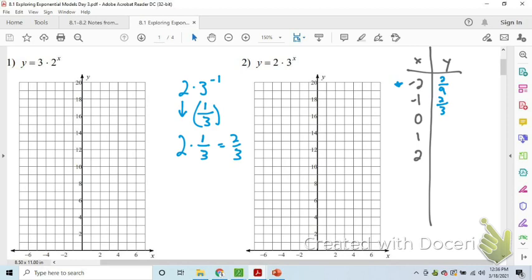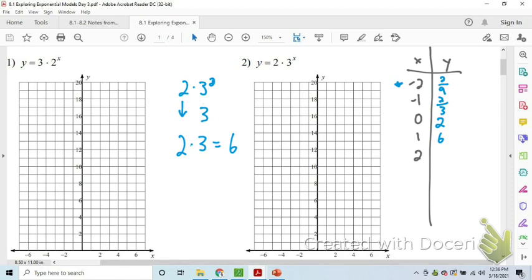Now, let's say I have 3 to the 0 power. Well, 3 to the 0 power is 1. So then 2 times 1 is 2. We can graph that one. That one's not bad. What about if I had 3 to the 1st power? Well, that'd be 3, so 2 times 3 is 6. We can graph that as well.